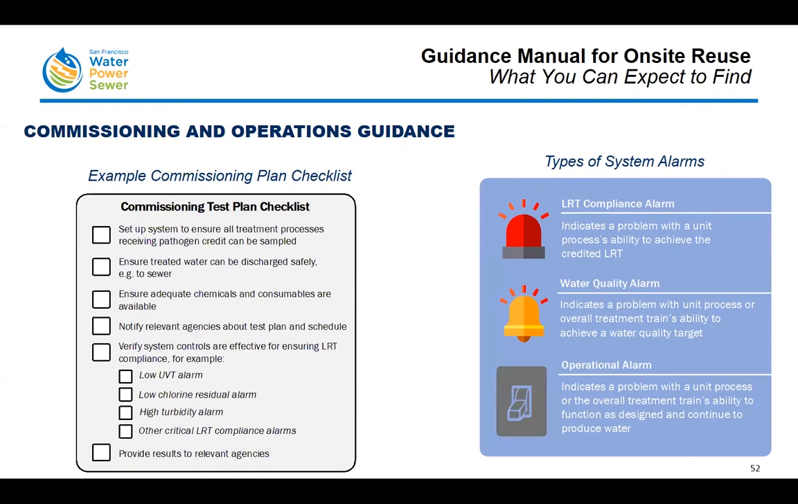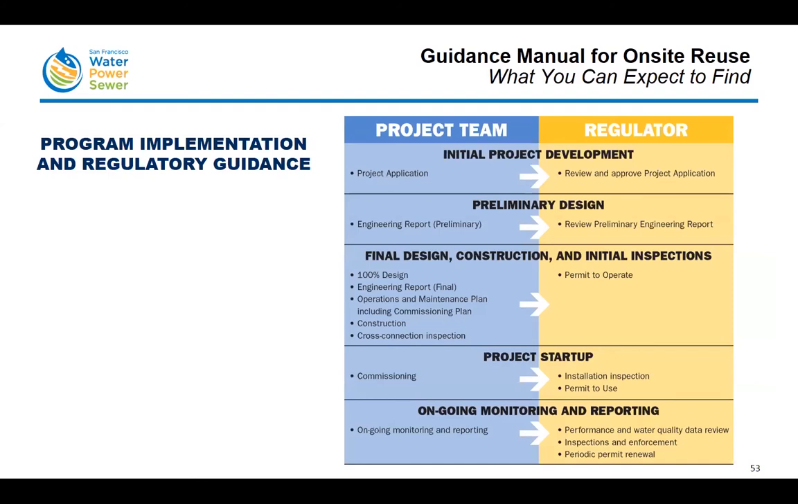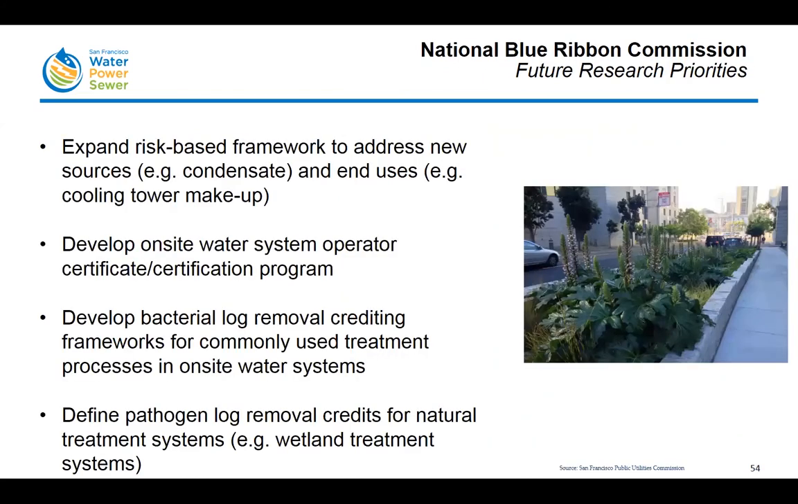It includes commissioning and operations guidance, like a commissioning plan checklist, as well as the types of alarms that designers and system operators should be aware of in these systems. It includes example guidance about a regulatory framework. So if you're not doing a project in San Francisco, what a program and regulatory framework could look like, both from the regulatory perspective as well as from the project team perspective, in terms of the documents that you're going to be requested to submit.